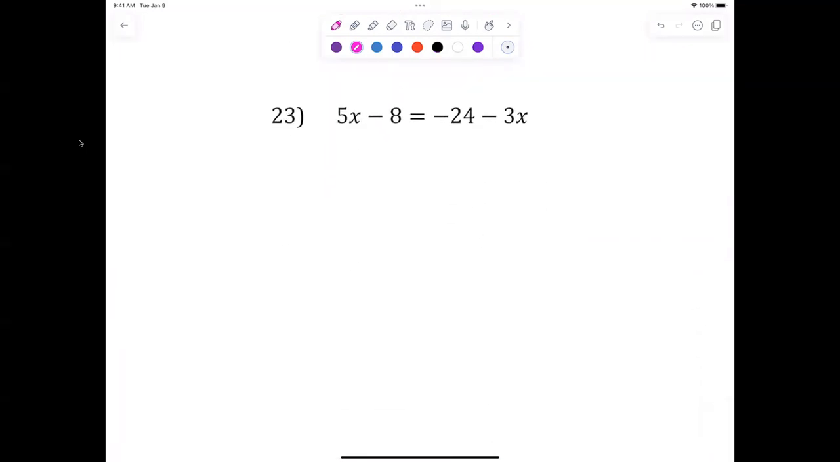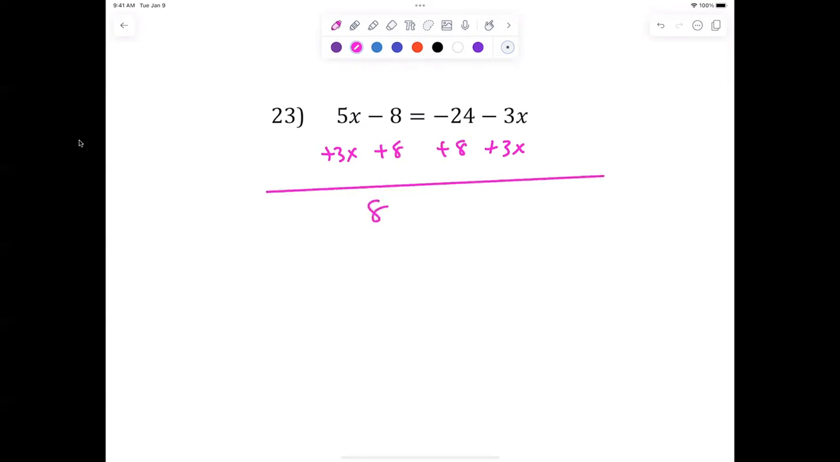Adding 3x. Adding 8. 8x equals -16. Dividing by 8. X equals -2. Anybody have any issues with that? Why would it be 1 for this one? Since you did 16 divided by 8. What is 16 divided by 8?